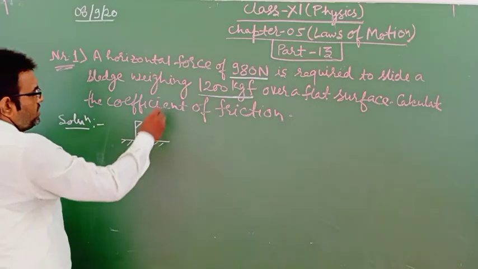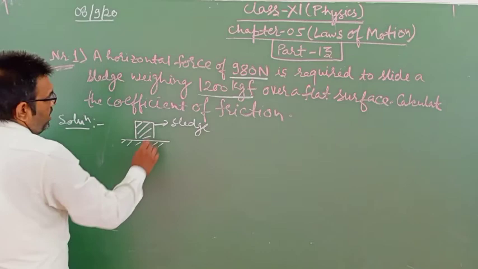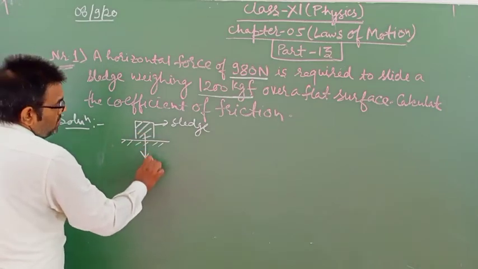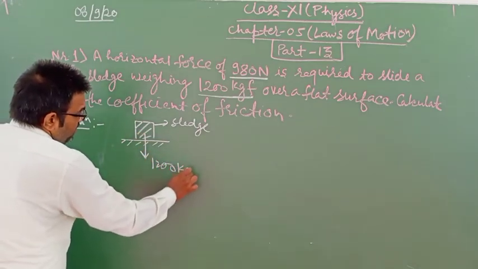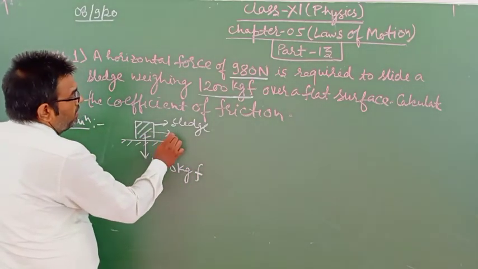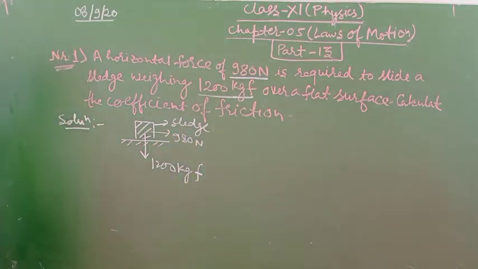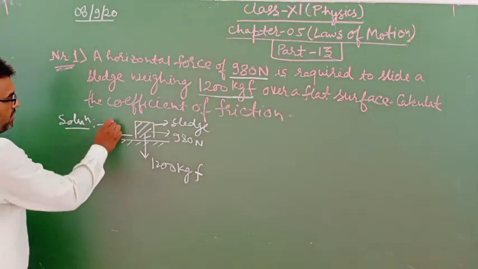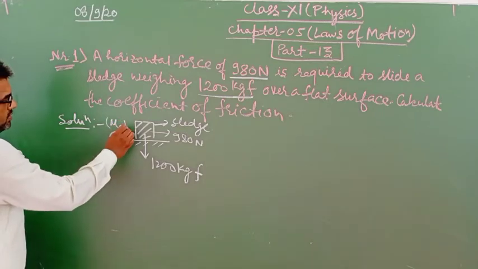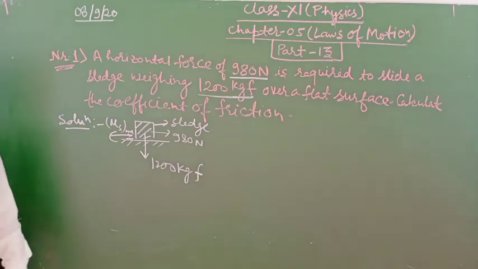This is a sledge, and its weight is given as 980 Newton. A force of 980 Newton is required to move it. So we have to calculate the coefficient, the value of mu s max.